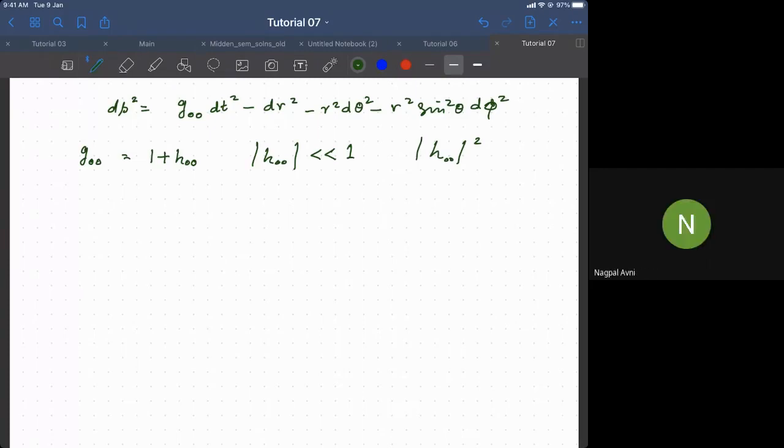Yeah. Why are we only considering G00 and taking the other coefficients to be constants for the other variables? Okay.